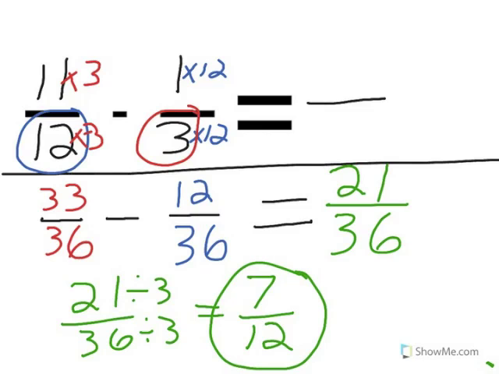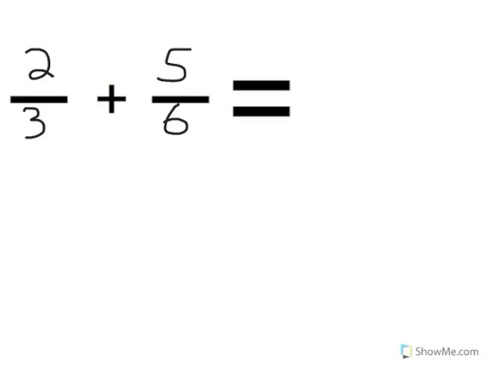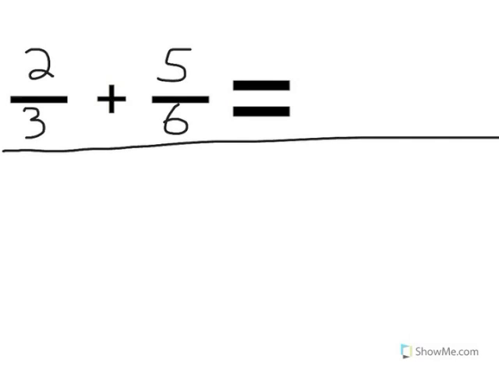We're going to do one more, however. Here we have 2/3 plus 5/6. And we can't add these because they don't have the same denominator. So the first thing we're going to do is fix that. So let's get this set up here with our two fractions, how we're going to change them.